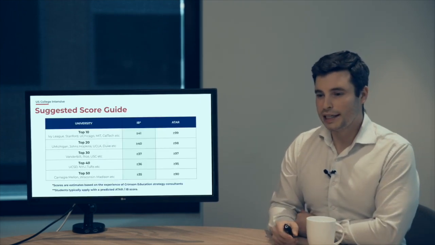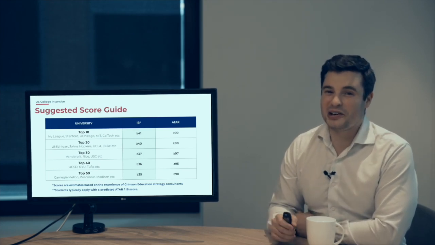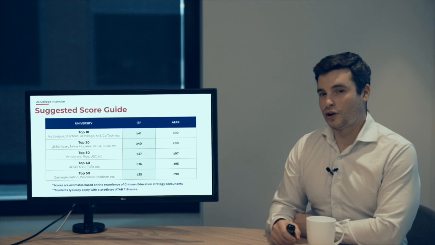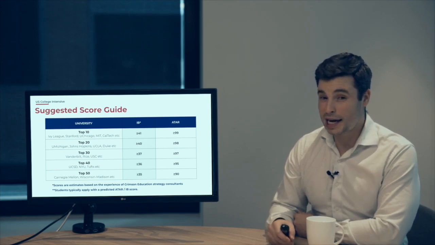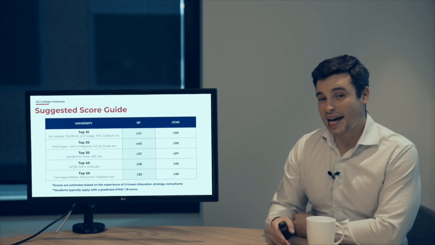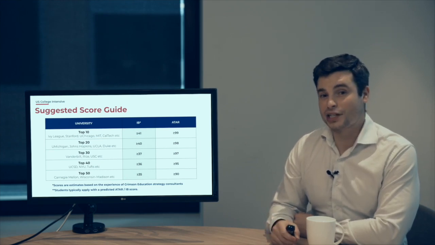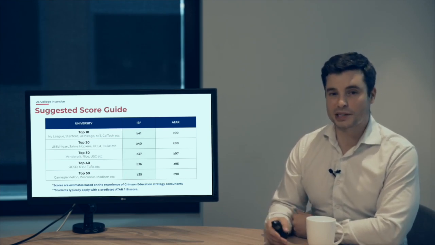So moving right along, you'll see the suggested score guide here. The scores are high, I do know that, but it's mainly to ensure that you can keep up with the academic standards and academic pace of these universities. For your top 10 universities, you're looking at around a 99 plus ATAR. Top 20, you're looking at around 98. Top 30, you're looking at around 97 or thereabouts. Now these are estimates based on the experience of our strategists here at Crimson Education. They do vary depending on your extracurricular profile and other elements as well.